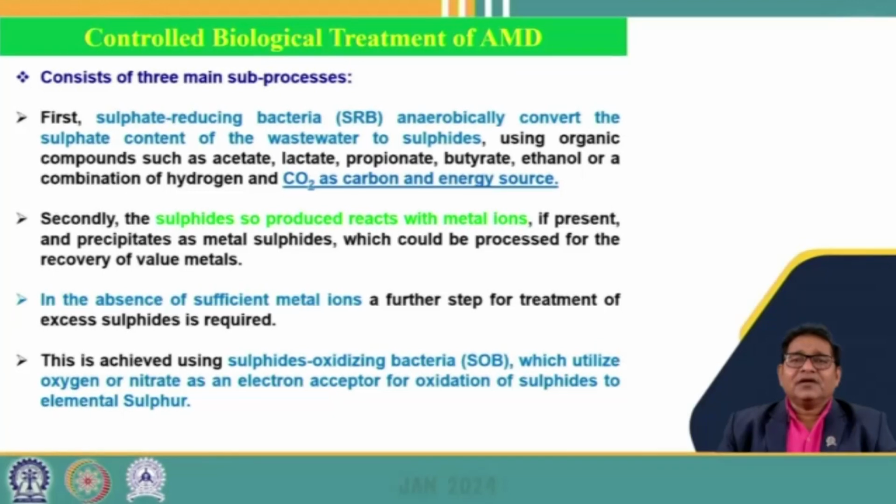And in case the metal contents are not there, in absence of sufficient metal content, a further step is required for the treatment of excess sulfide, and that is basically the process of recovering sulfur from this sulfide. That is achieved by sulfide oxidizing bacteria which utilize oxygen or nitrate as an electron acceptor for oxidation of this sulfide to elemental sulfur. And finally we are able to recover this elemental sulfur.